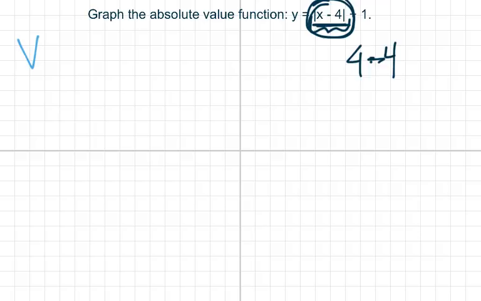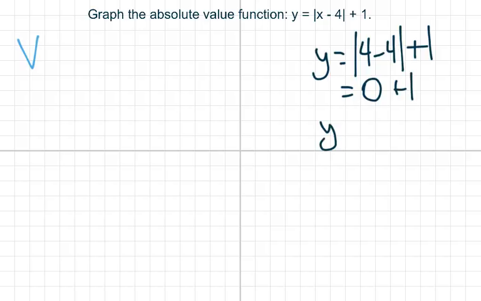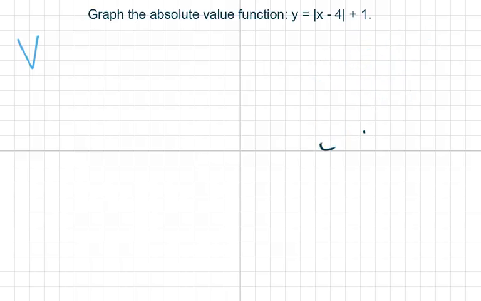What is y equal to when x equals 4? When x equals 4, y is equal to 1, because if you plug in 4 for x, 4 minus 4 plus 1, that's the absolute value of 0 plus 1, which is just 0 plus 1, so y equals 1. So our vertex will happen at x equals 4, y equals 1, and we can plot our vertex point over there, 1, 2, 3, 4, and up 1, and that's also going to be the boundary line.